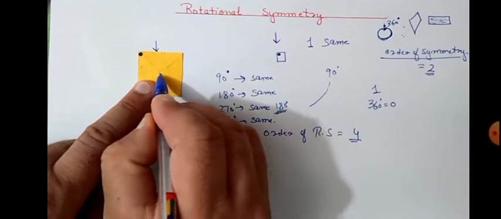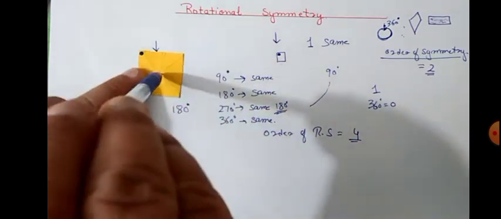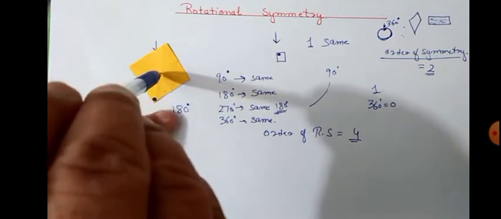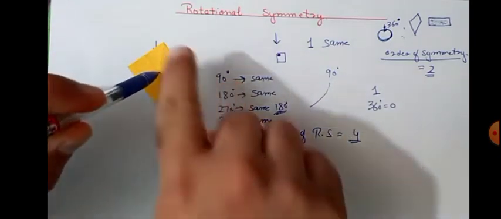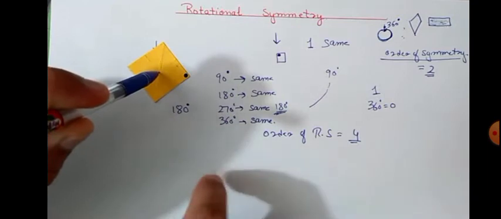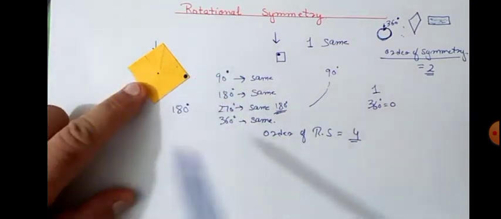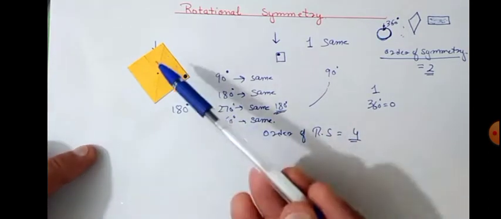One more thing, that is the center of rotation. Okay? See, this is known as the center of rotation. And second one is the angle of rotation. So 90, 180, 270, 360 are known as the angles of rotation, and that is where we have put the pin. So it's the order.